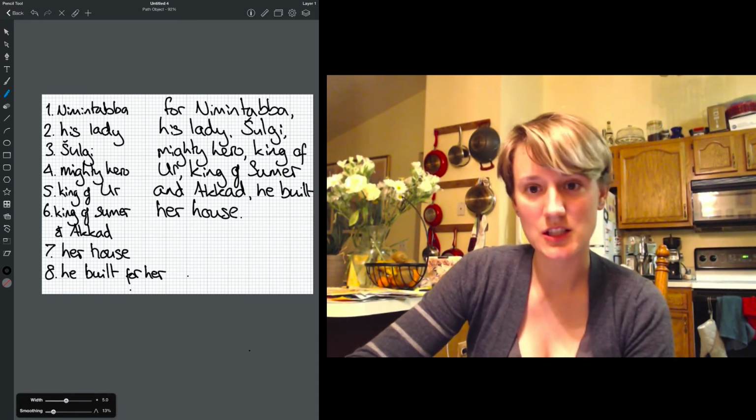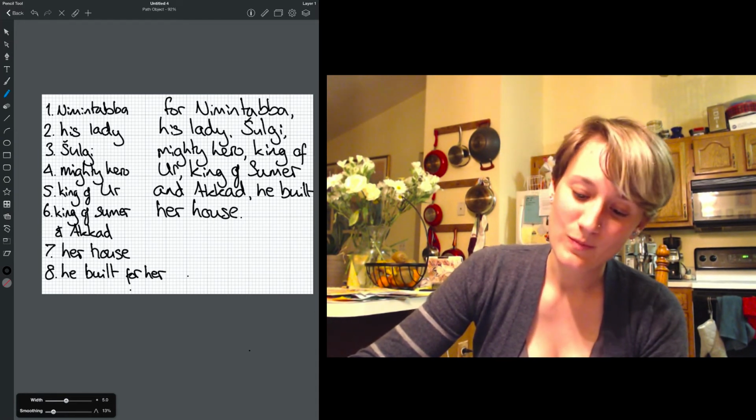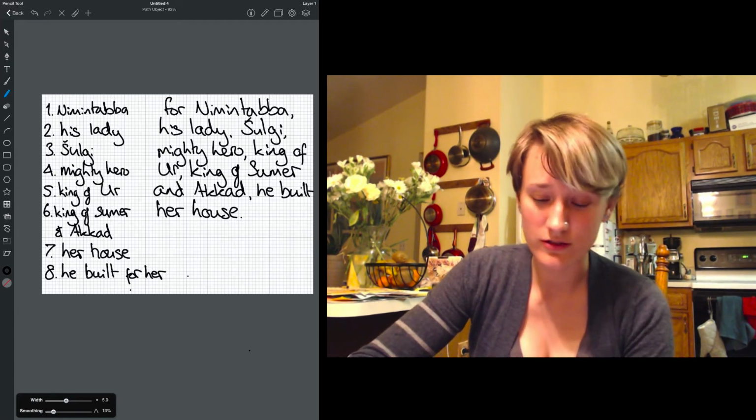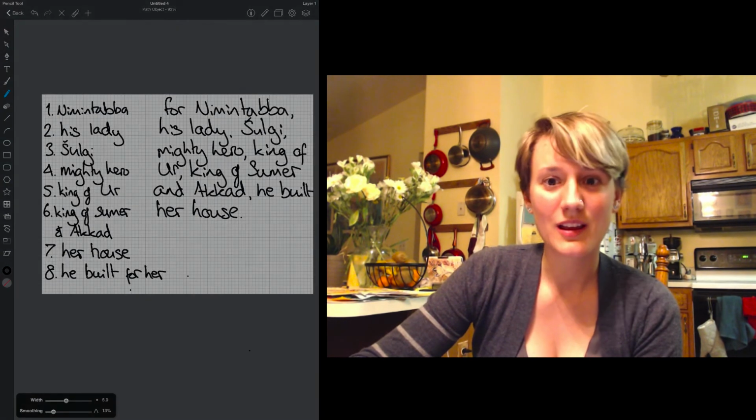This is a foundation inscription for a temple probably of Nimintaba, and it records that King Šulgi, the king of Ur, the king of Sumer and Akkad, built the temple for the goddess. So that's how you translate in Sumerian. It's very exciting. So what is not a translation?